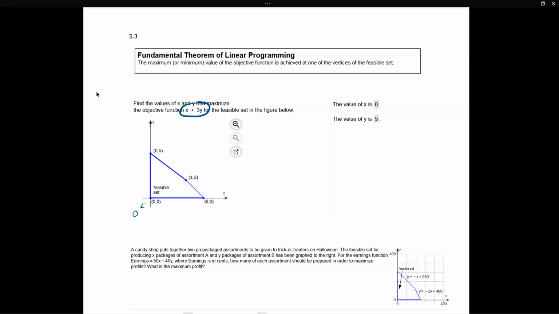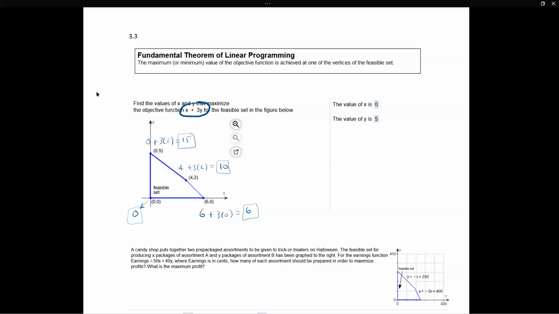0, 0, that's 0, right? 0, 5, so using the objective function, 0 plus 3 times 5, that's 15. This one here is 6 plus 3 times 0, which is 6. And this one here is 4 plus 3 times 2, which is 10. Since we're looking for the maximum, we have 15, 10, 6, and 0.